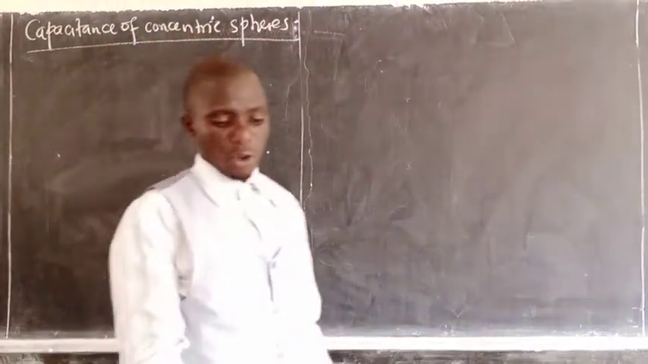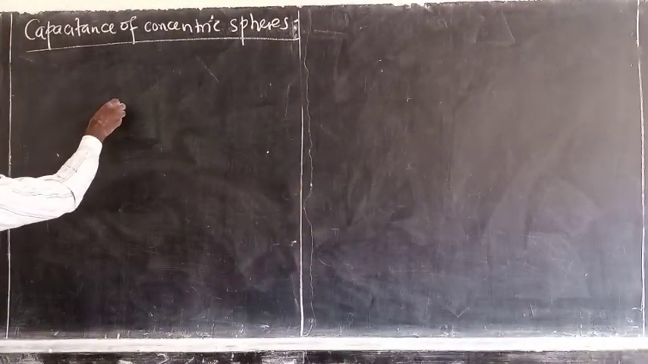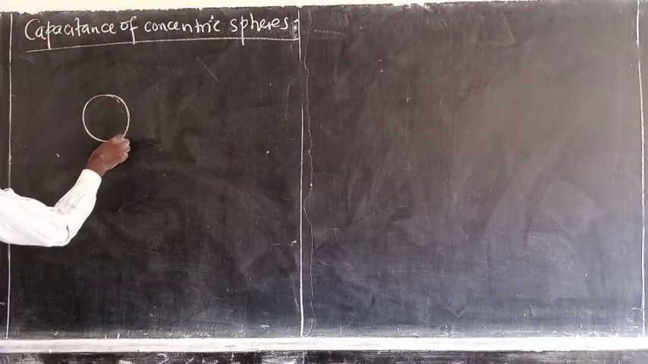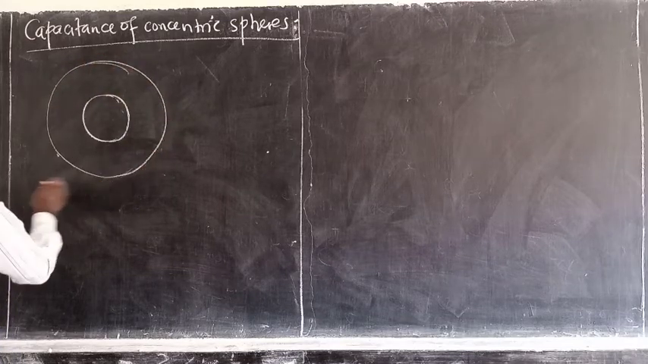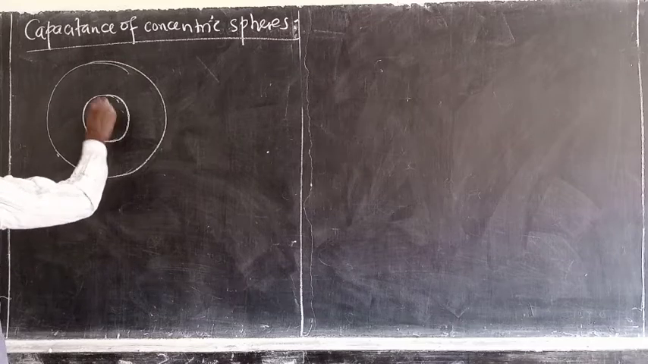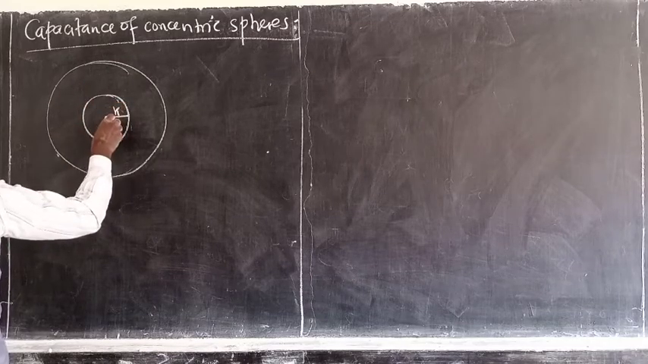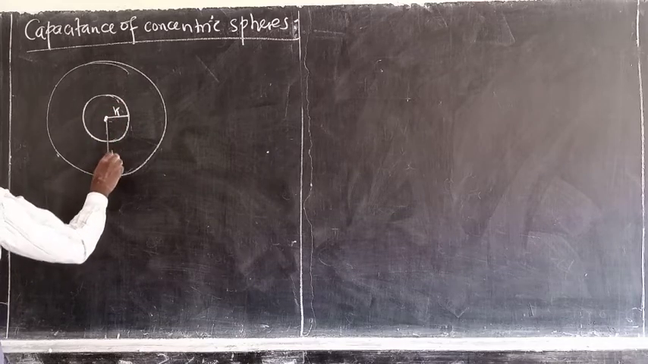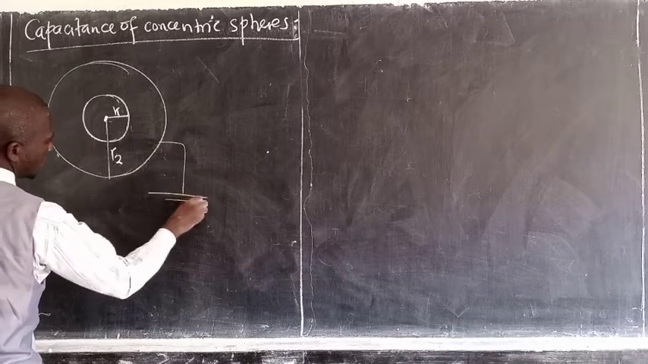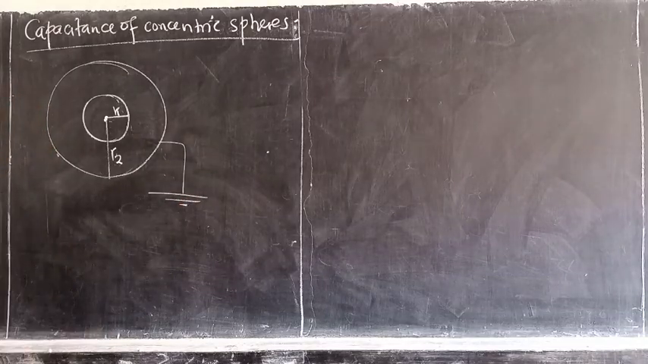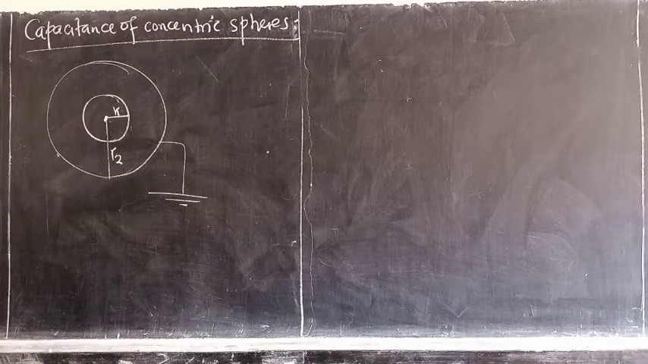Yes. So let's say that one is in this one. They are sharing the same center. This one has a radius R1, and maybe this one has a radius R2. We want to have the outer part at zero potential.